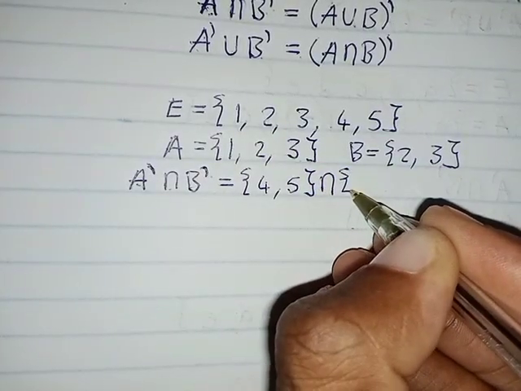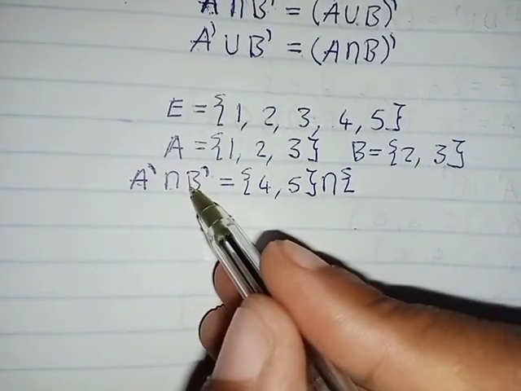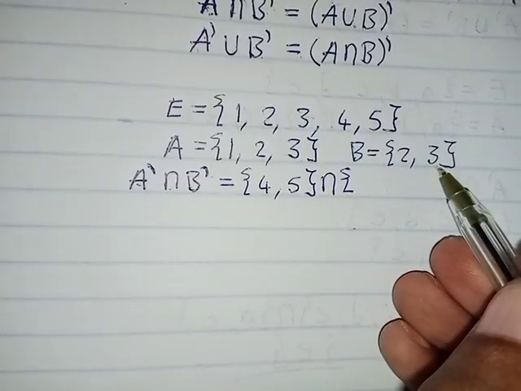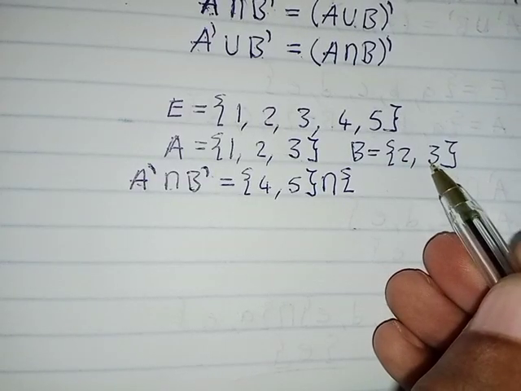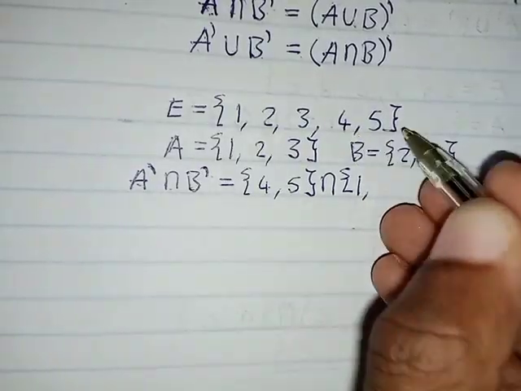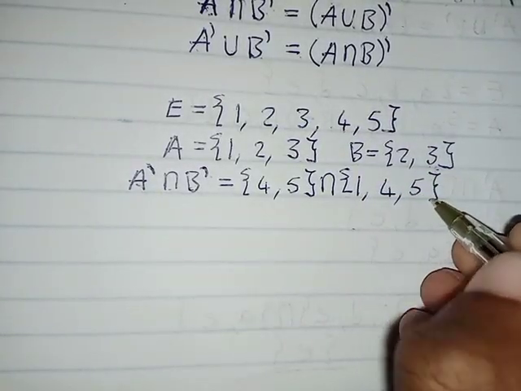Then I close. We are looking for B complement. B complement means things that are not in B. So things that are not in here, in B. So things that are not in B, we have 1, 4, and 5. So those are the things that are not in B, like that.